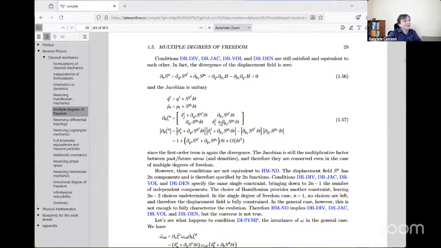And again, this is a block matrix. So the total determinant is the determinant of the blocks. And therefore, the leading term is still this 1 plus the divergence, and therefore, again, the fact that divergence is 0 means that the Jacobian is 1. So all the things that we saw for the single degree of freedom for these conditions apply exactly in the same way. You just need to add indices.